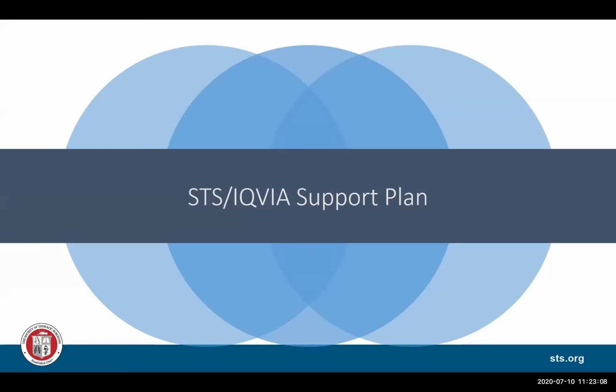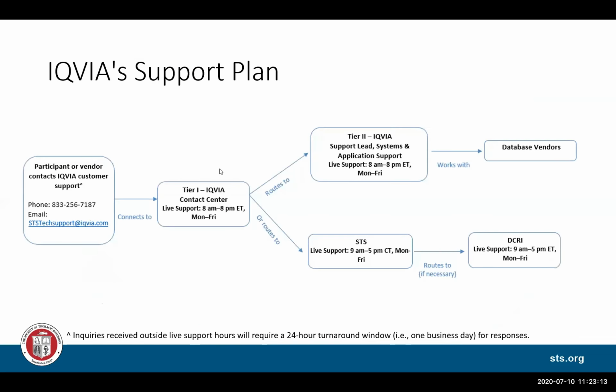All right, for our next, we'll move on to the IQVIA support plan. Again, you all have seen this slide before. This information is posted out on the STS website. For tech support, please contact IQVIA at ststechsupport@iqvia.com. If you prefer to speak to a live person, please use the number 833-256-7187. Once you contact support, you'll be connected with Tier 1, and live support is available 8 a.m. to 8 p.m. Eastern, Monday through Friday.